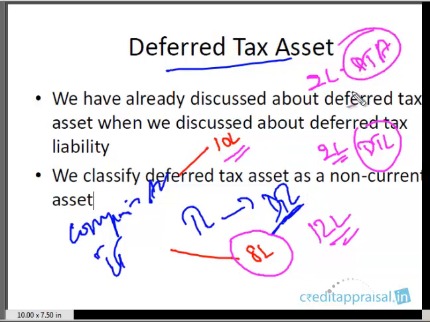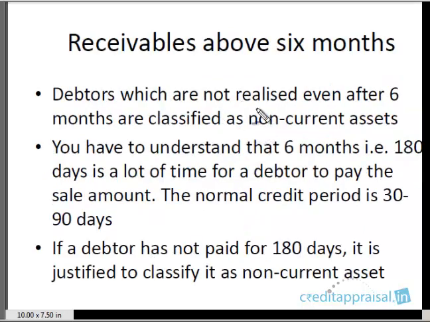Please refer to the segment where we discuss deferred tax liability. There we had a detailed example, and we did the calculation separately for the two methods, Companies Act and IT. Please refer to that section. So whenever you see a deferred tax asset in the balance sheet, please classify it as a non-current asset in the CMA data. Now, receivables above 6 months.